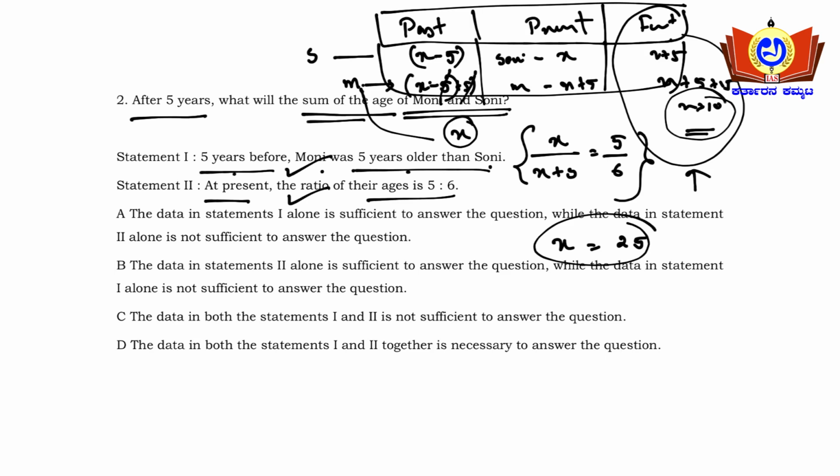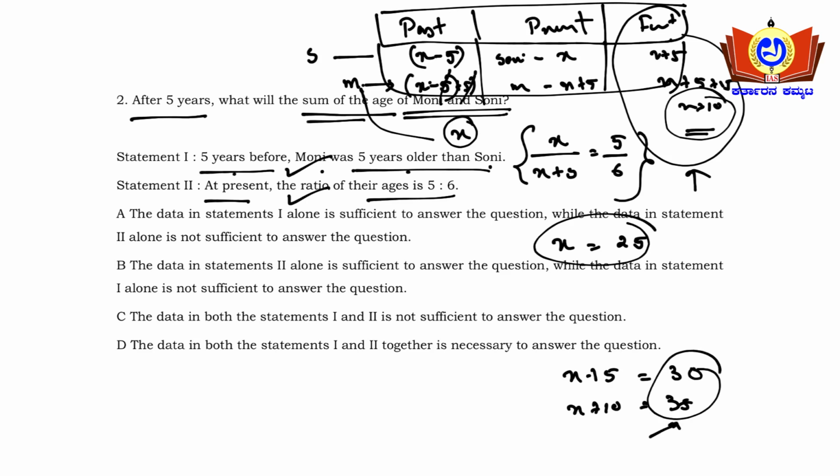See, if at all you need to find the answer, it is simple. Soni will be X plus 5, that will be 25 plus 5, that will be 30 here, and Moni will be X plus 10 here. So X means 25, and 25 plus 10 will be 35 here. These are the answers, but we are not concerned with this answer here.